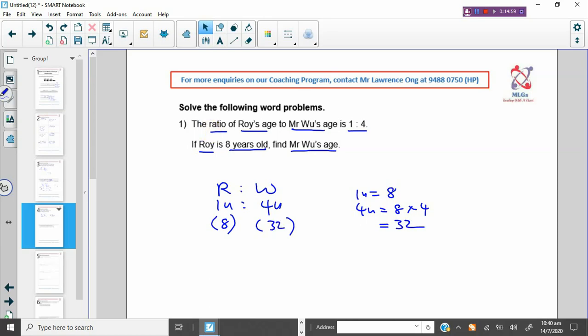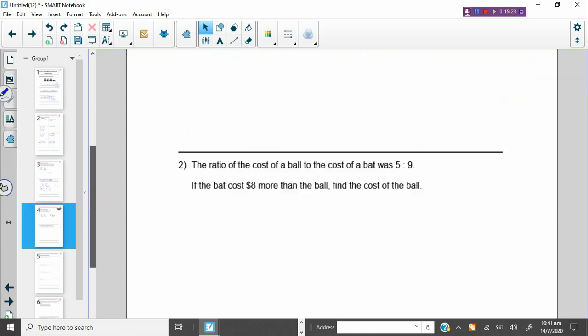So you can see that the ratio is like a representation, right? 1 unit and 4 units, 1:4. So you use the units to find out their actual age. So if 1 unit is equal to 8, then Mr. Hu is 4 units, then how old is he? That will be 8 times 4. So Mr. Hu is 32 years. Okay? Alright, let's go on to another example.